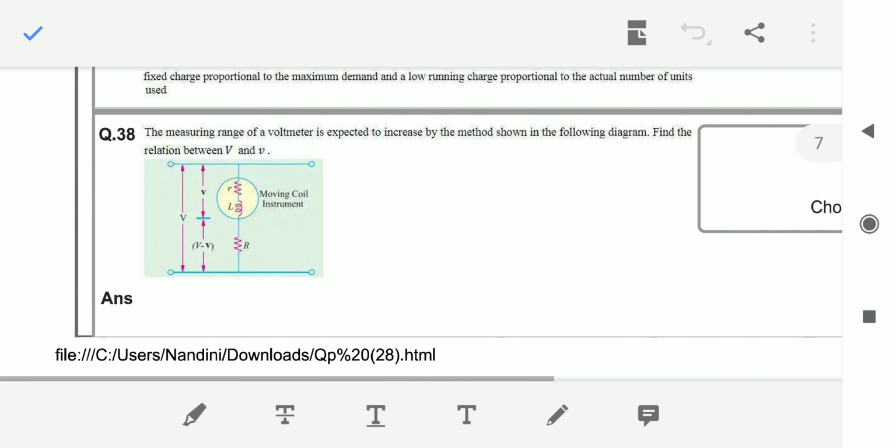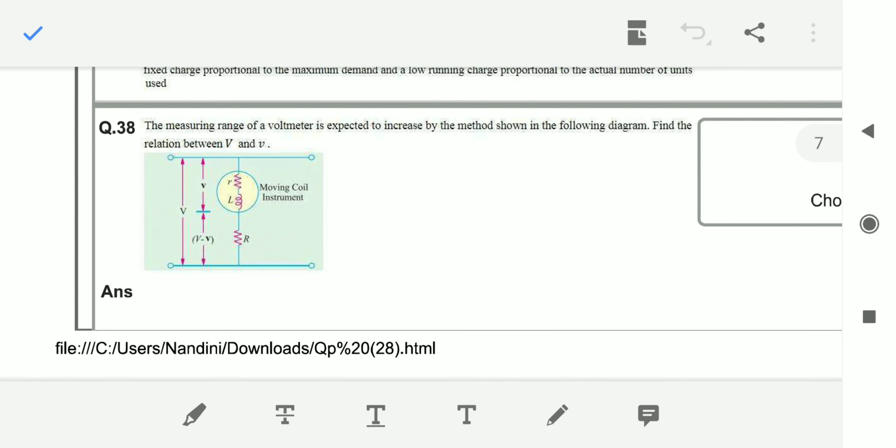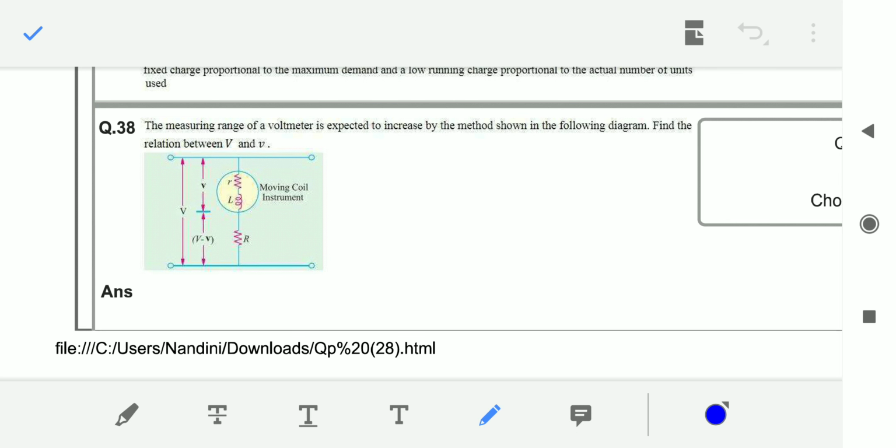And coming to question number 38, the measuring range of the voltmeter is expected to increase. That means he wants to increase the range of the voltmeter by this method as shown in the figure. Find the relation between capital V and small v. Capital V is the voltage across this total branch, whereas small v is the voltage across only the small r.